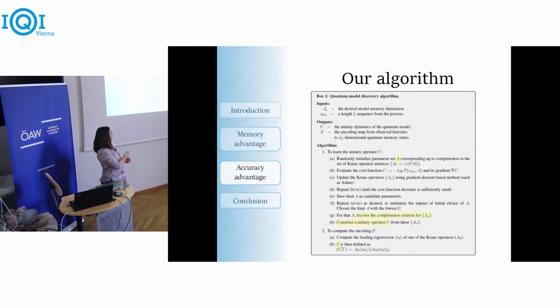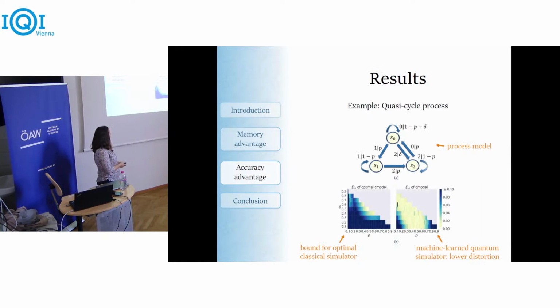And then afterwards, after we've optimized, we can recover the completeness relation to get a set of Krauss operators. Those operators tell you what happens to the memory as you interact with an ancilla, and then afterwards you measure and you get an outcome X. And from those Krauss operators, we can then get the unitary and the encoding map. So that's basically the model specified. Okay, so this is so far very general, and this algorithm can be applied to lots of different processes.